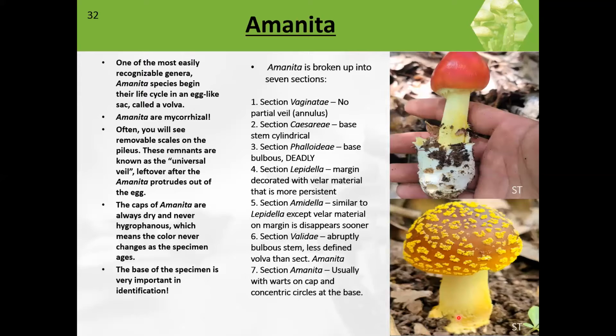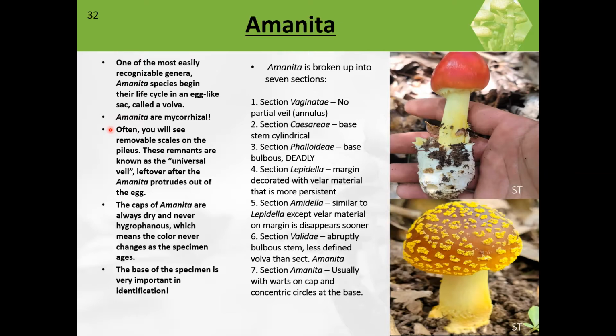So make sure you excavate around the mushroom to make sure that you don't lose any of the details. They're all mycorrhizal. They grow right next to specific trees that they share a symbiotic relationship with. They grow right off of the root system, and they provide those roots with water and in turn receive their nutrients to grow. So often you'll see removable scales on the pileus or the cap.